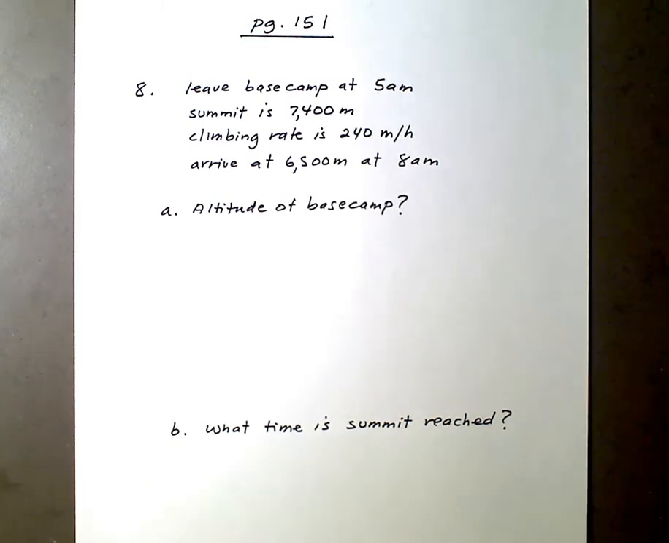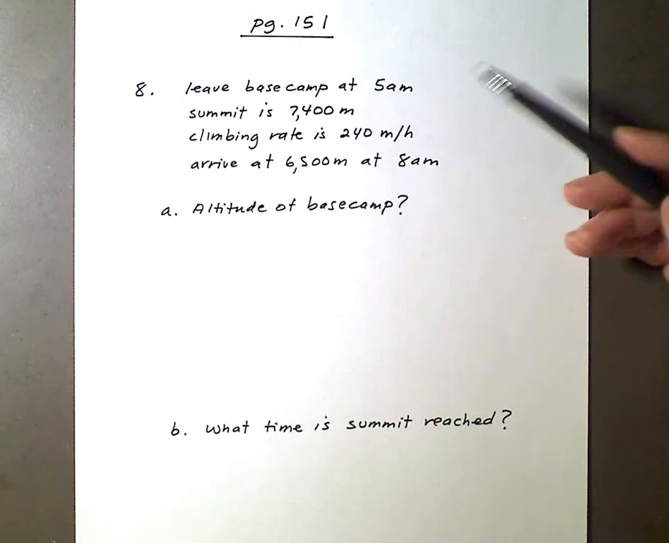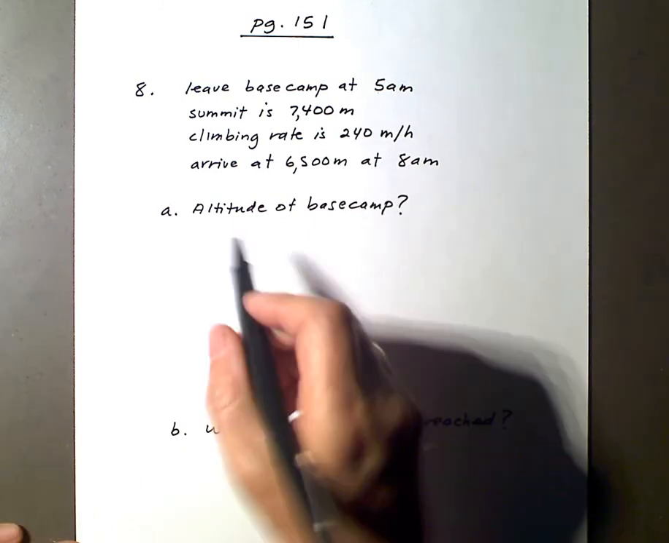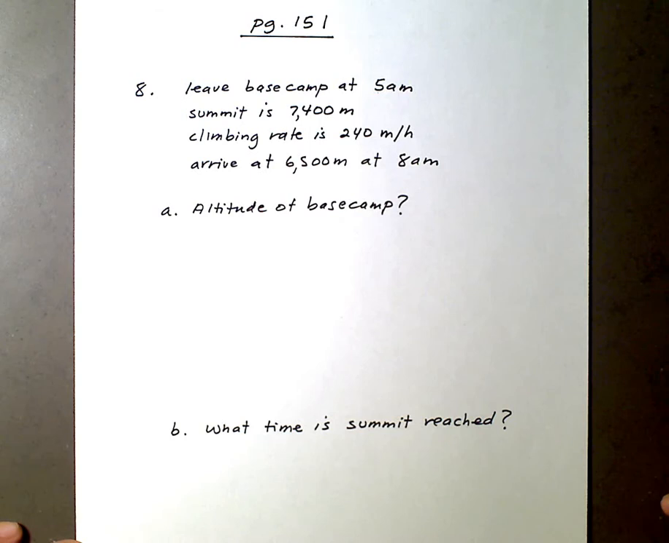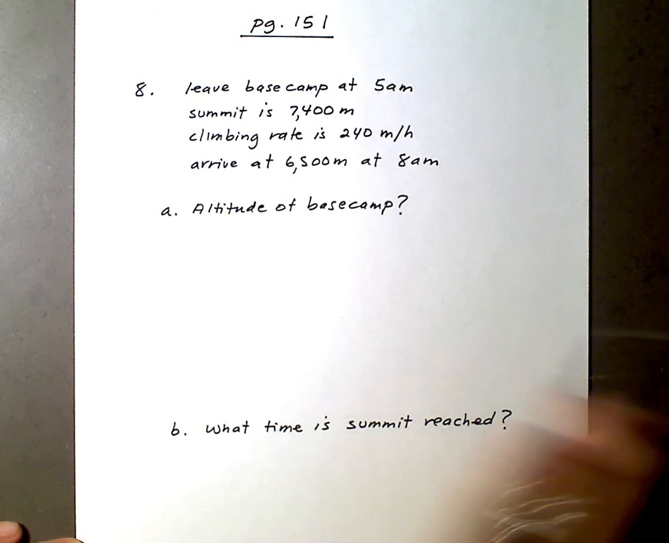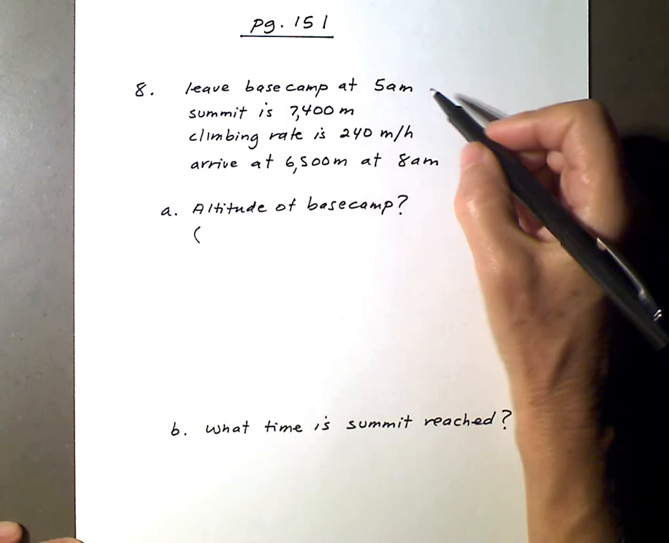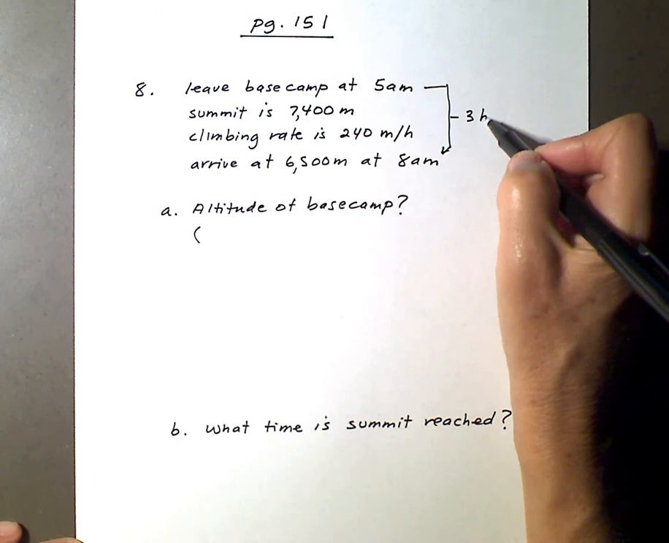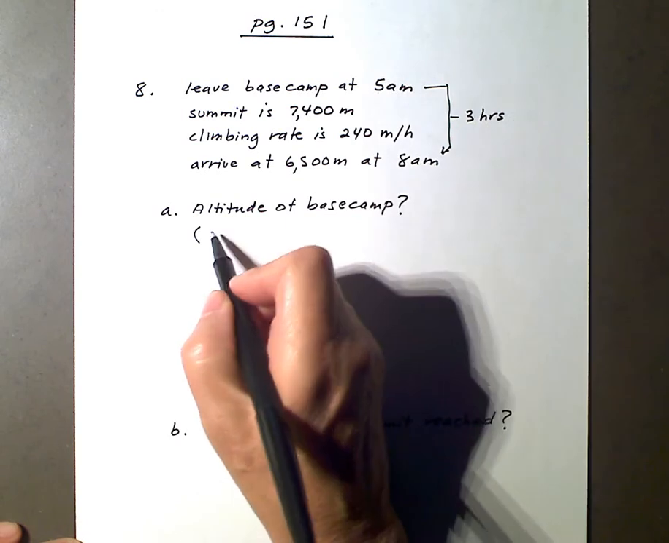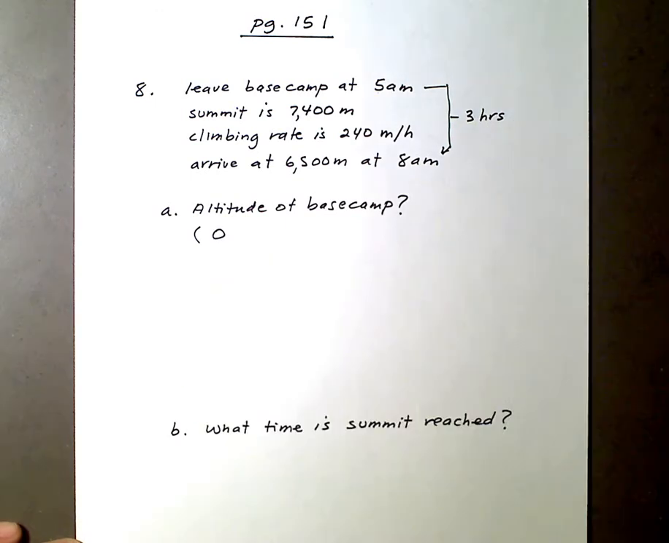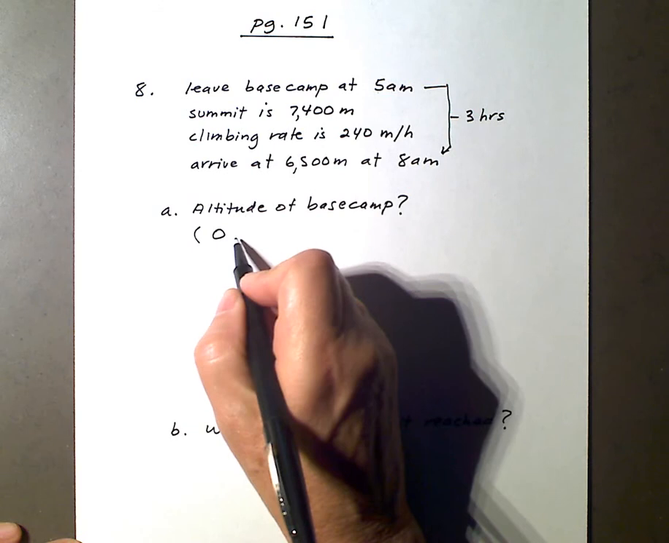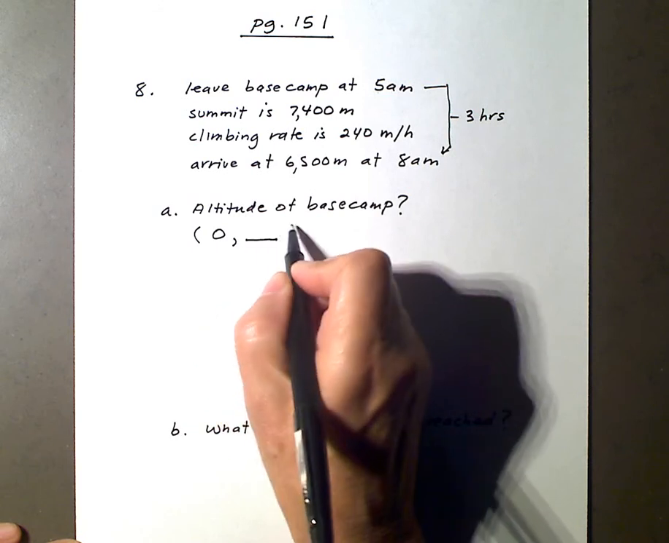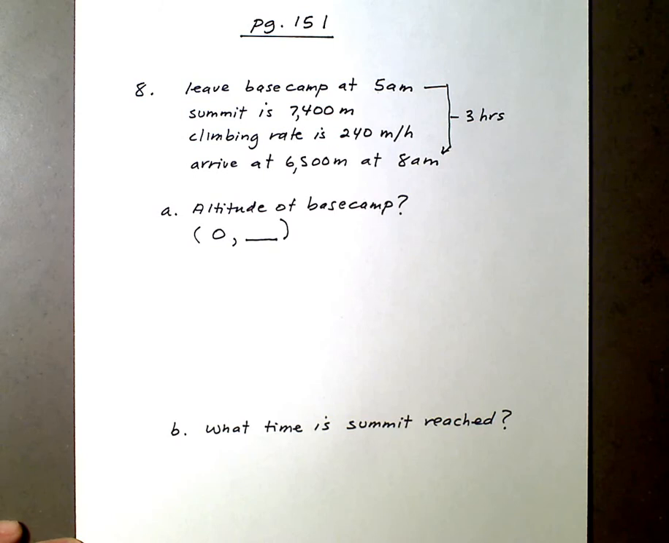So the base camp was where he started at 5 a.m. In order to answer this question, we really just need to write the function. We're always looking for a point and a slope, or 2 points. From 5 a.m. to 8 a.m., he climbs for 3 hours. So I'm going to look at that as the 0 hour at 5 a.m. And we don't know what his altitude is, so I really don't have an ordered pair there. That's what the question's asking.